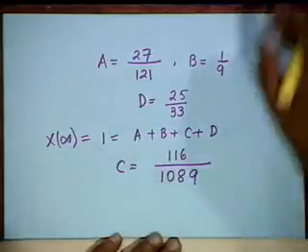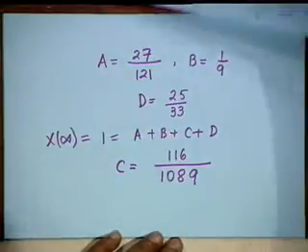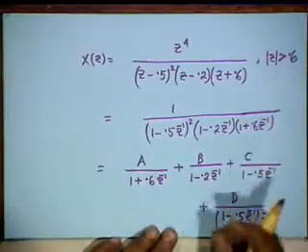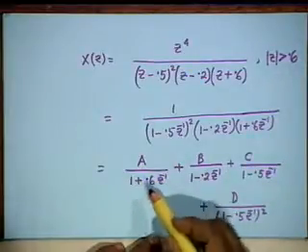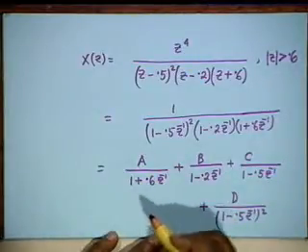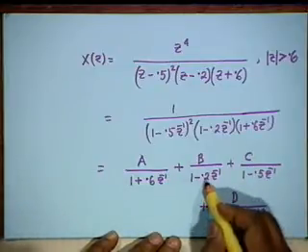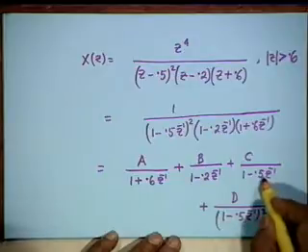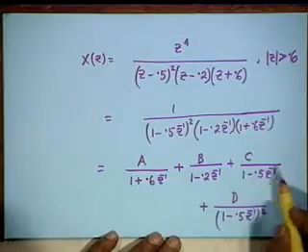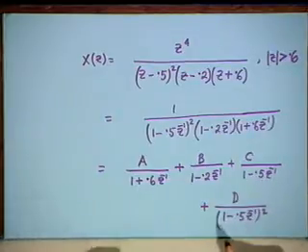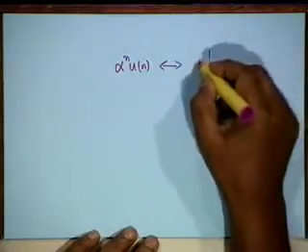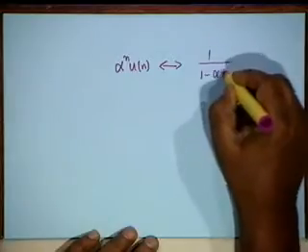Now, the problem is that of inversion. Now, we have found out all of the constants. So, the inverse of this would be minus 0.6 to the power n u[n], plus 0.2 to the power n u[n], plus 0.5 to the power n u[n]. Now, only this remains. For this, let us look at 1 by 1 minus alpha Z inverse.